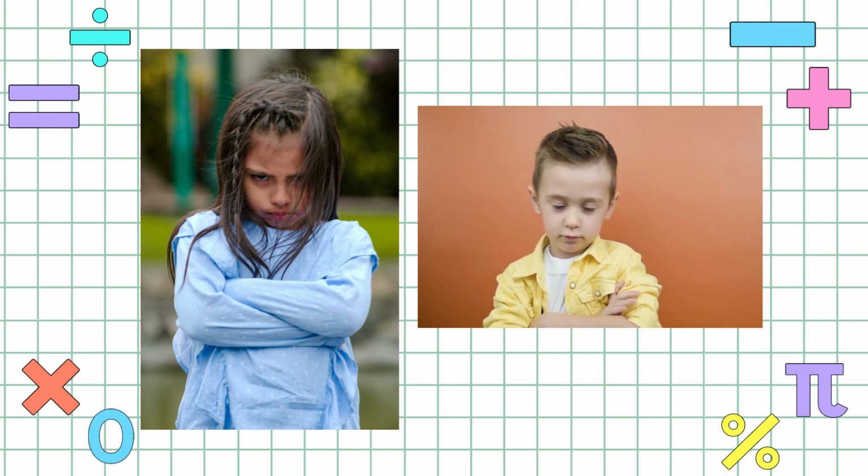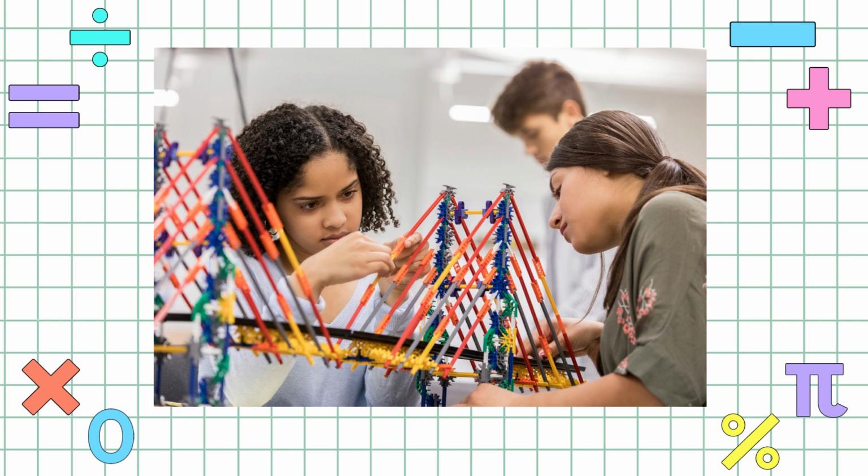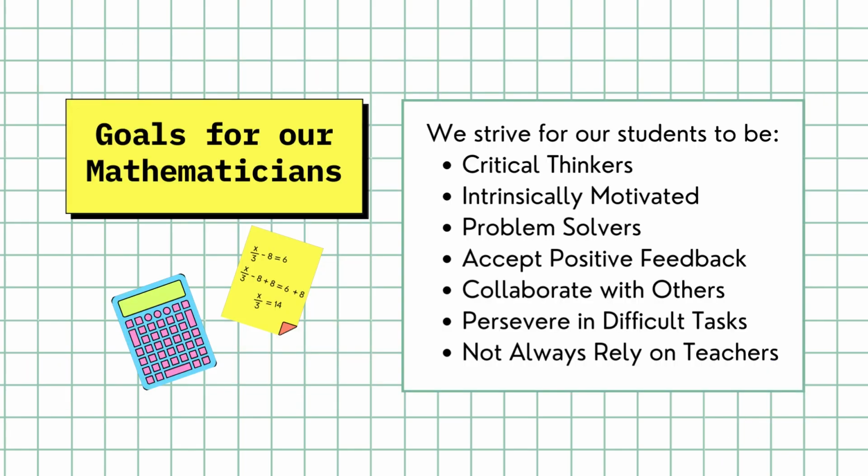Well, we want to build learners who look more like this, learners who are trying things and are ready to be critical thinkers. So, our goal for our mathematicians is for students to be critical thinkers, intrinsically motivated problem solvers, accept positive feedback, collaborate with others, persevere in difficult tasks, and not always rely on teachers. So, how do we build those students?